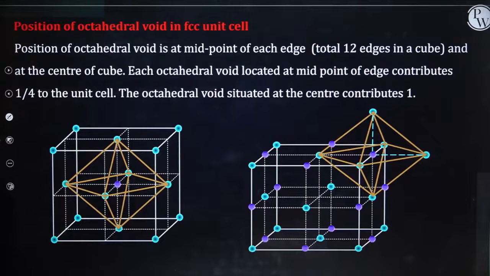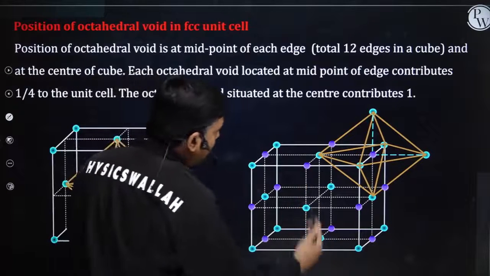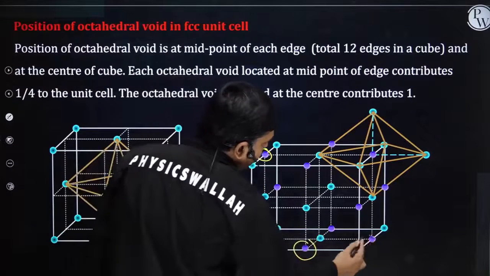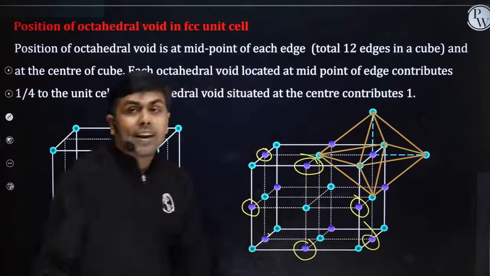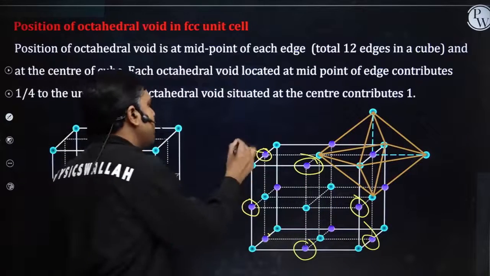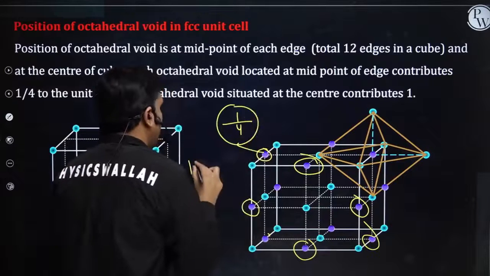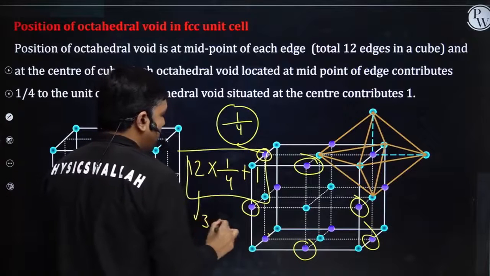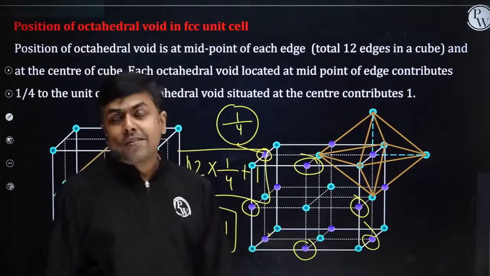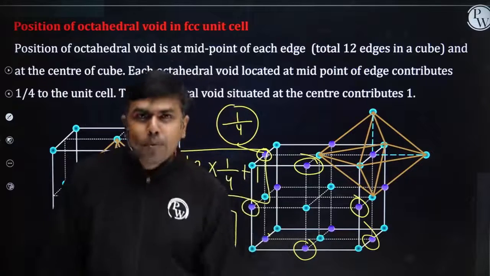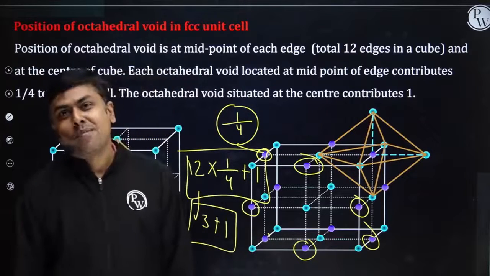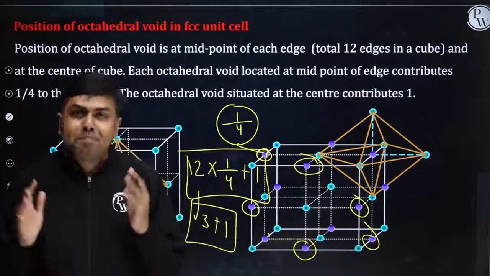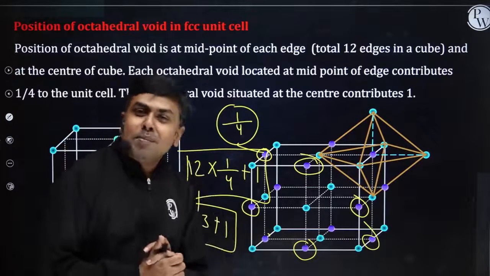Position of octahedral voids, I've already discussed: one at the body center and others at every edge center, and each edge center has a contribution of 1 by 4. So 12 into 1 by 4 plus 1 at the body center, 3 plus 1. In FCC, the effective number of atoms is 4, and the effective number of octahedral voids is 4. Am I clear? It's formed at every edge center and 1 at the body center. Shall we move ahead?